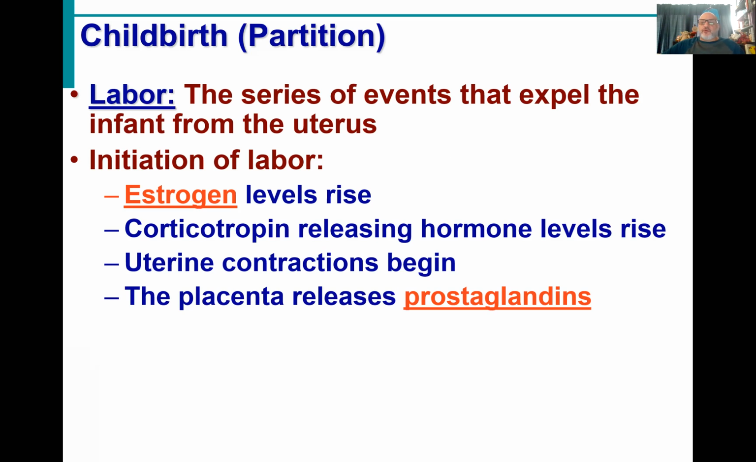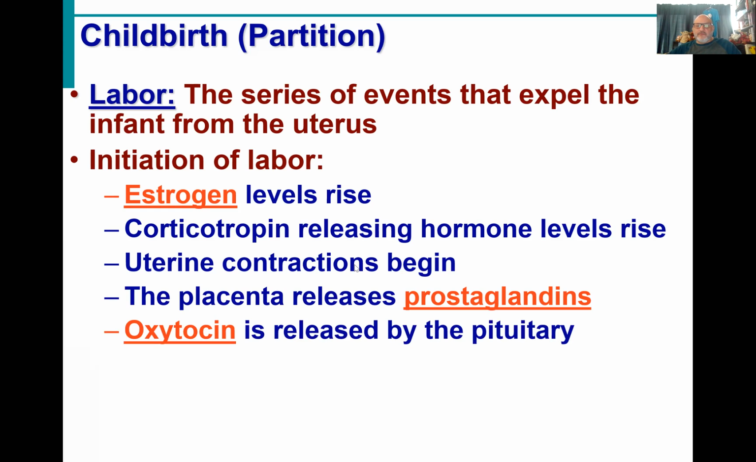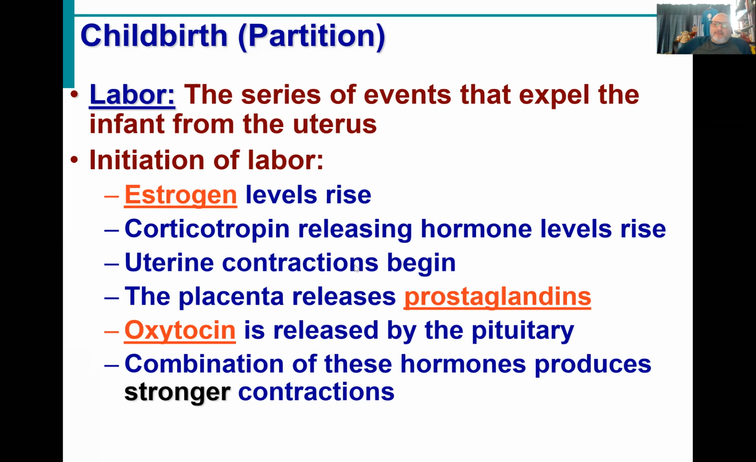The placenta also releases prostaglandins. Remember, we talked about how prostaglandins also can stimulate that uterus to contract. And again, all of these hormones cause a stronger contraction, and this continues to build.